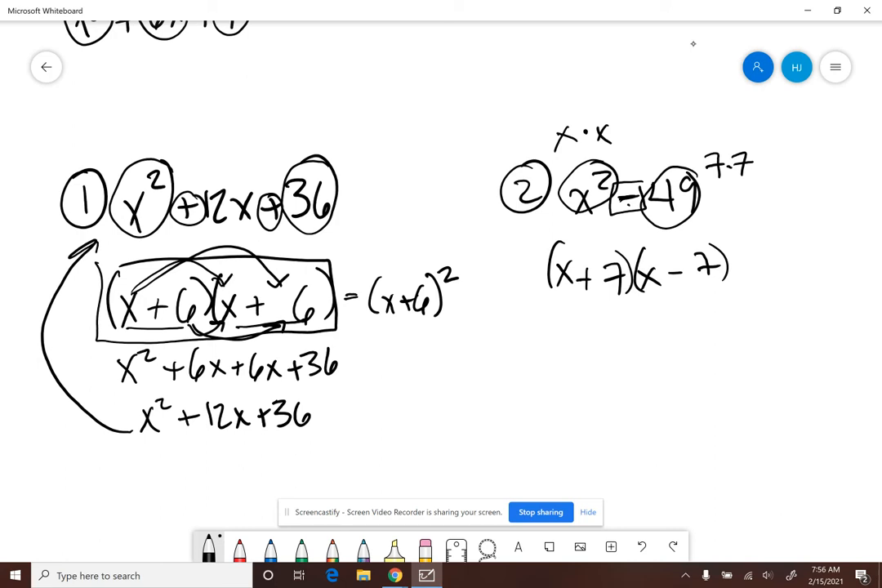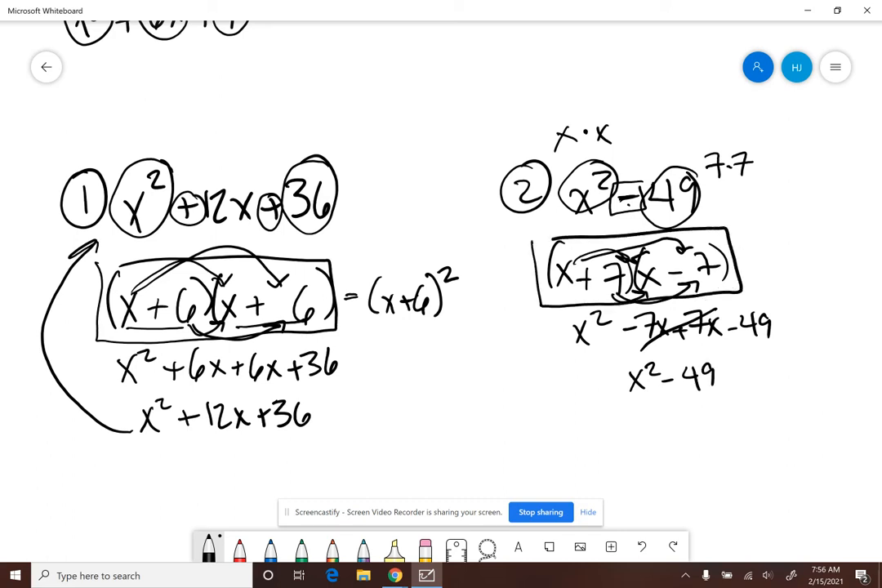We'll do it real quick. So you get x times x is x squared. X times negative 7 is negative 7x. 7 times x is positive 7x. And 7 times negative 7 is negative 49. And again, these terms cancel, so I end up with x squared minus 49, which is what I originally started with. So this would, in fact, be my answer.